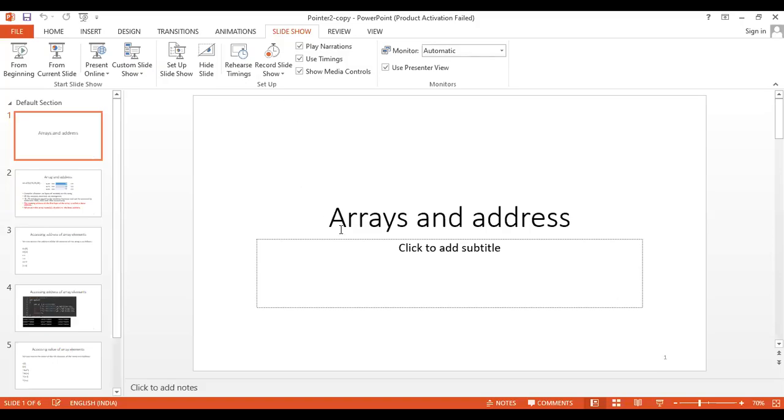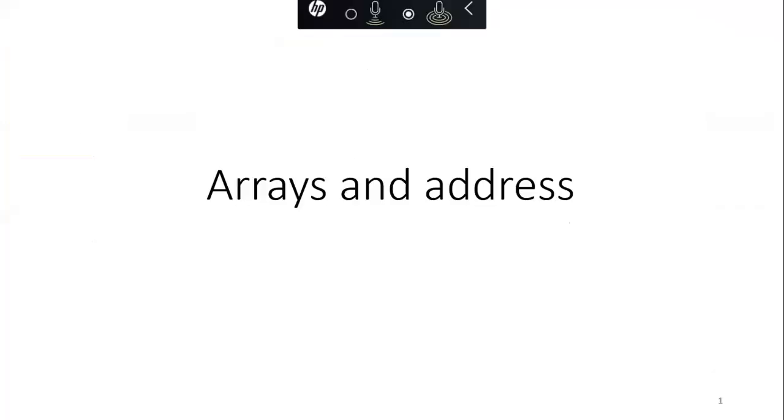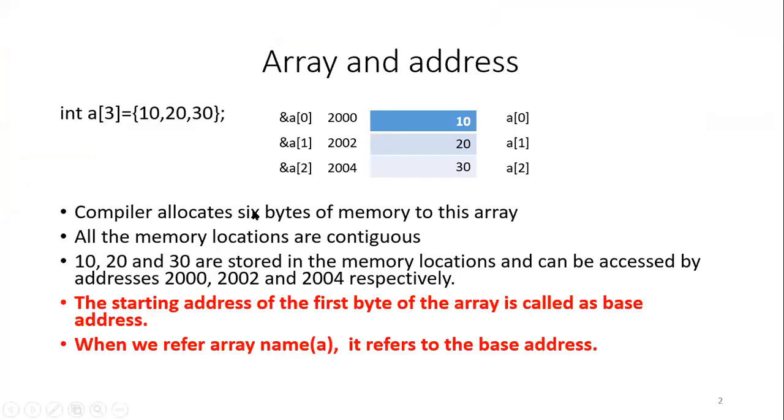In today's class, we are going to see arrays and addresses associated with the arrays. Now let us consider the statement int a[3] = {10, 20, 30}. When this statement is executed, the compiler will allocate 6 bytes of memory to the array. If we assume every integer occupies 2 bytes, then in the memory locations, it will store the values 10, 20, and 30.